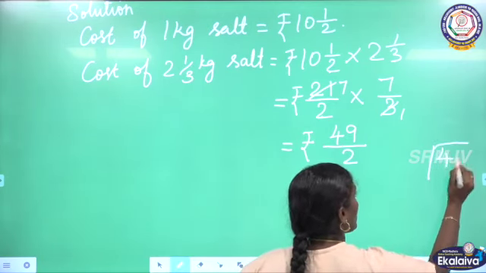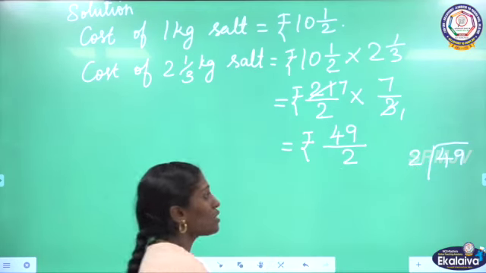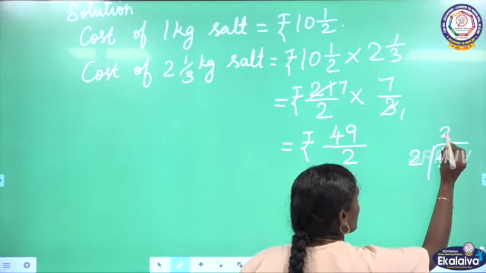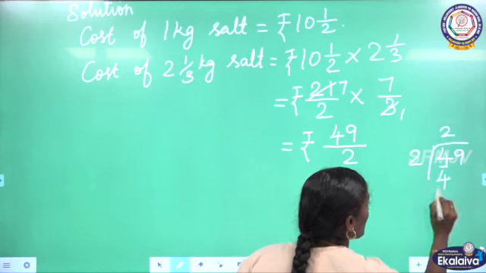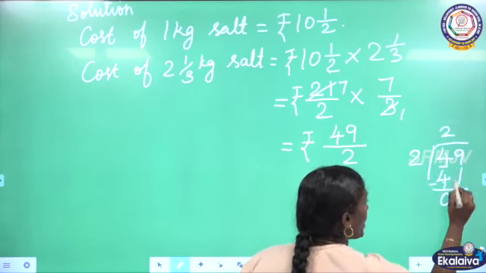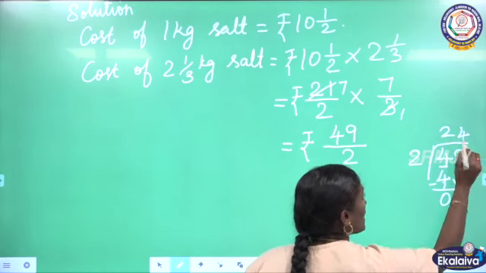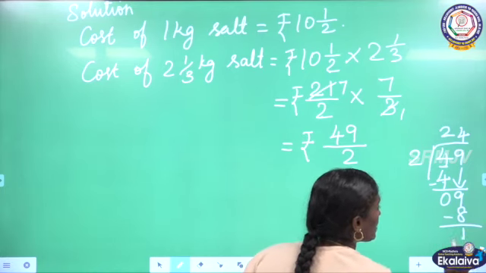So 49 divided by 2. So 2 is the one digit number. So we have to take the first digit alone. In 4, 2 twos are 4. We have to subtract 4 minus 4, 0. Now we have to take the next number 9. In 9, 2 fours are 8. Again we have to subtract, we will get 1.